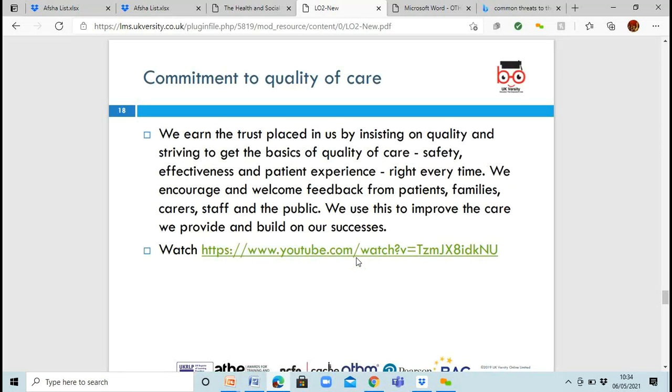Then commitment to quality of care. So we earn the trust placed in us by insisting on quality and striving to get the basics of quality of care right. So you've got safety, effectiveness, patient experience, and you're there in work every single day. You're making sure that you're giving everybody a good quality of care, that you're meeting their needs and requirements, you're giving them respect, you're giving them dignity and privacy, that you're there to look after them.